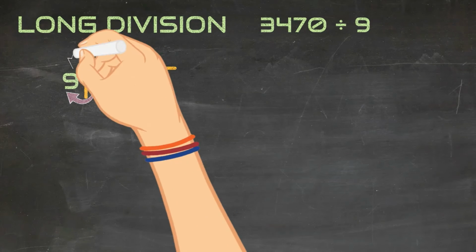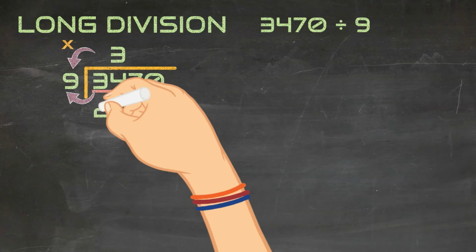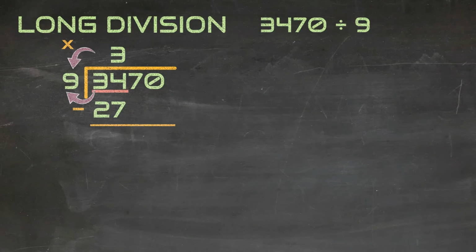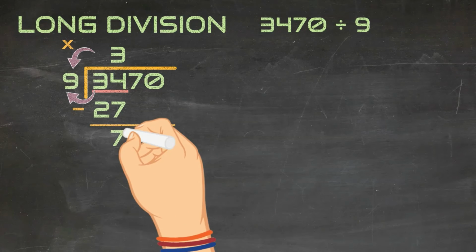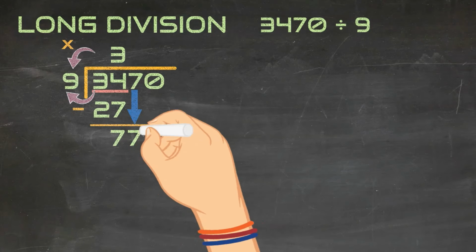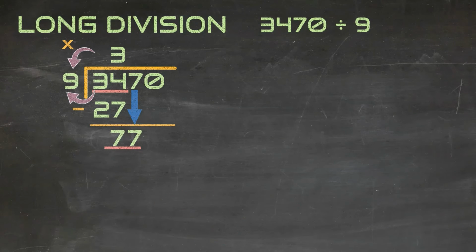Let's try 3. 3 times 9 equals 27. 34 minus 27 equals 7. 7 is less than 9, and this means 3 is the correct quotient. Since 7 is less than the divisor 9, the next digit of the original dividend is then brought down. Bring down 7. The new dividend then becomes 77. How many 9s can we take from 77? Let's try 8. 8 times 9 equals 72.